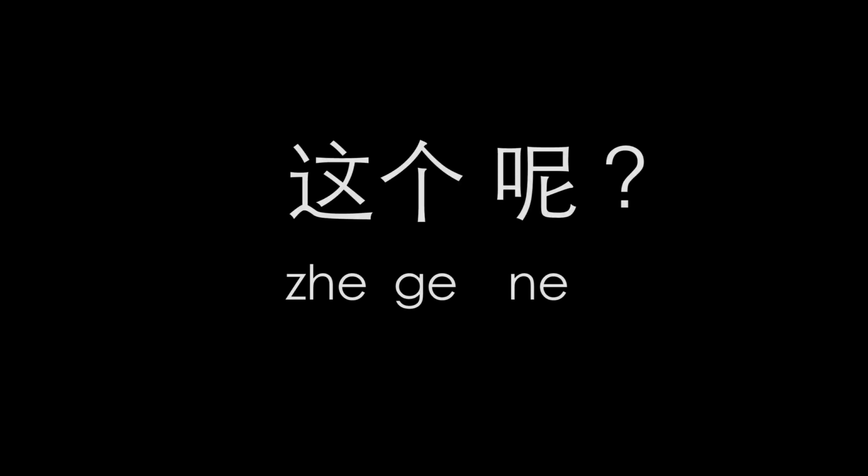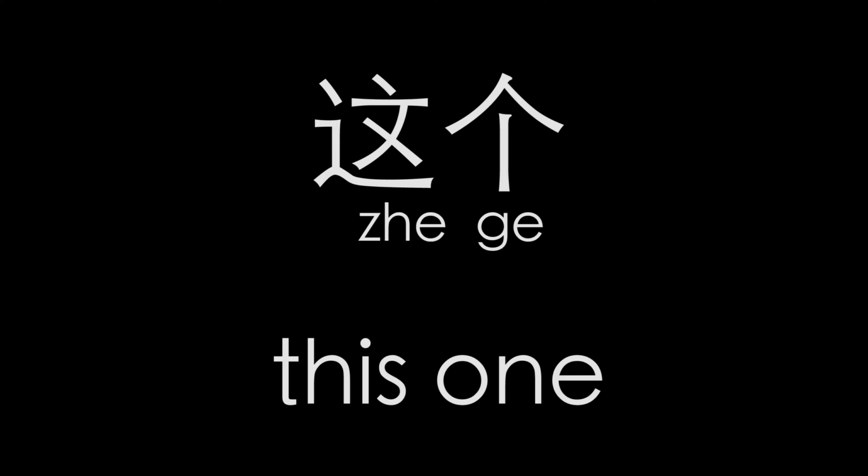这个呢？I ask, 这个呢? And what about 这个? 这个, that means this one. Just like 那个, that one. You can put a noun behind it.